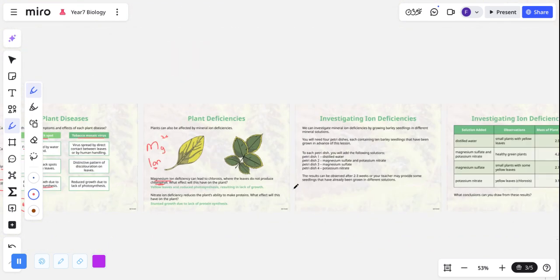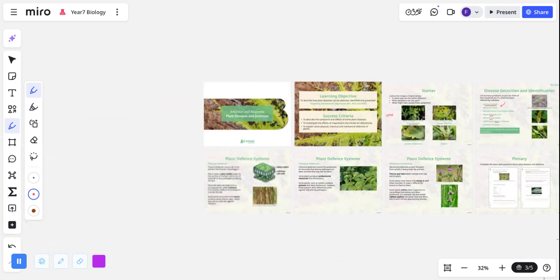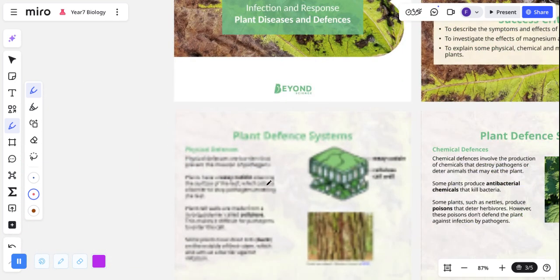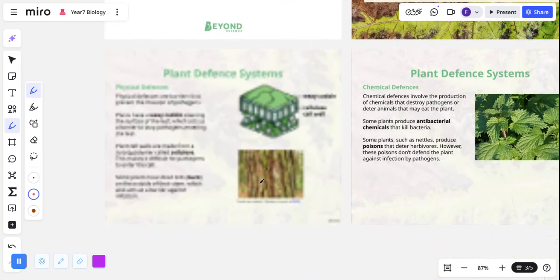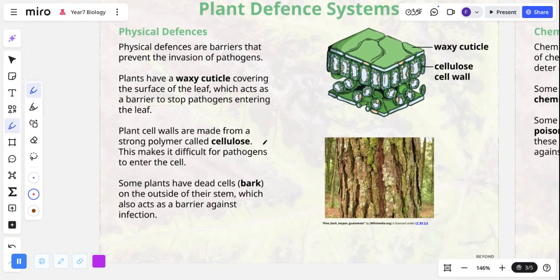All right. Now, plant defense systems. Plants can defend themselves. Some of them you know, and some of them are really cool. Now, this is a physical defense, something physically they can do. And what they have is a waxy cuticle. We looked at that when we looked at organs.